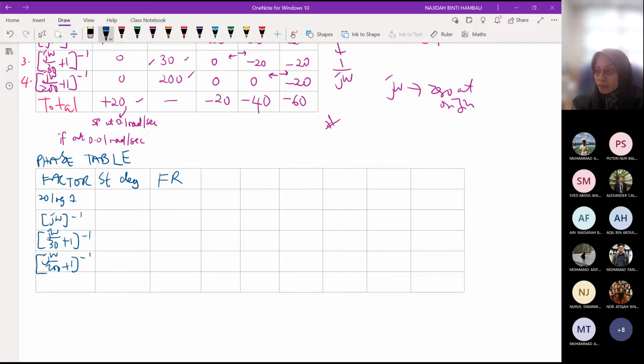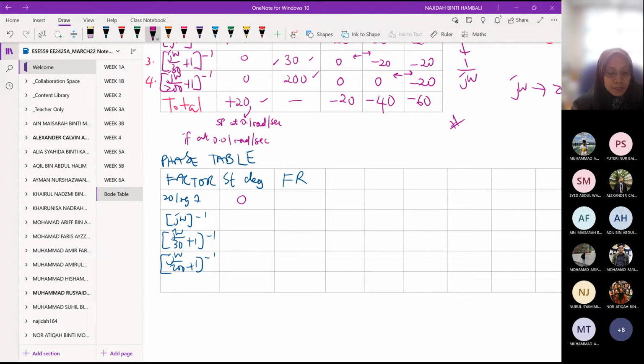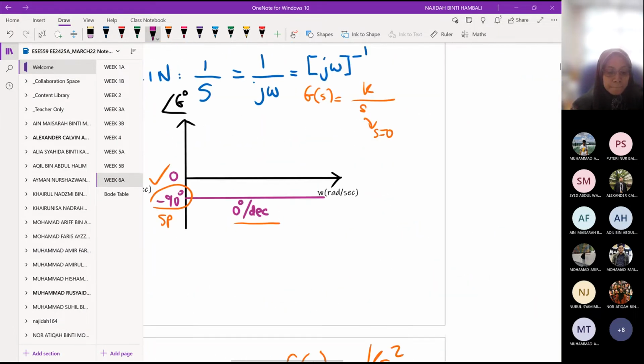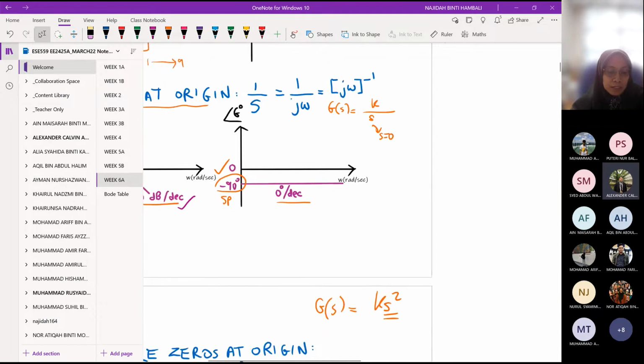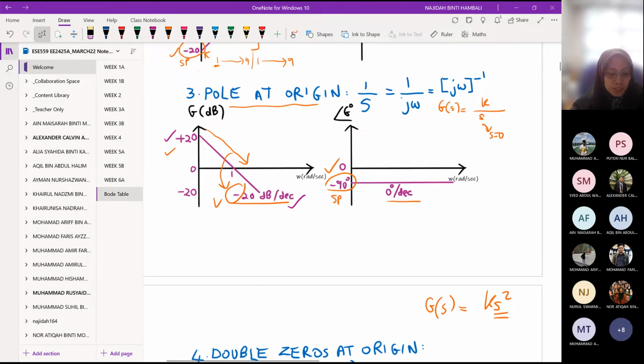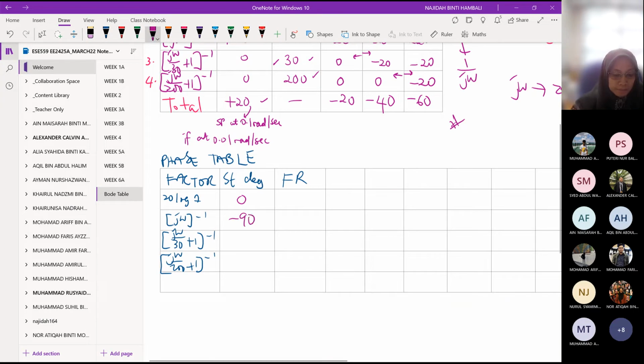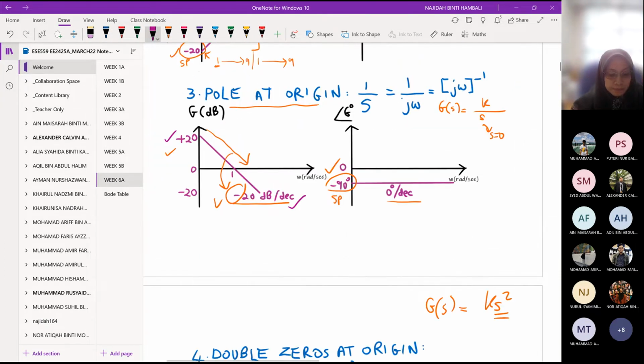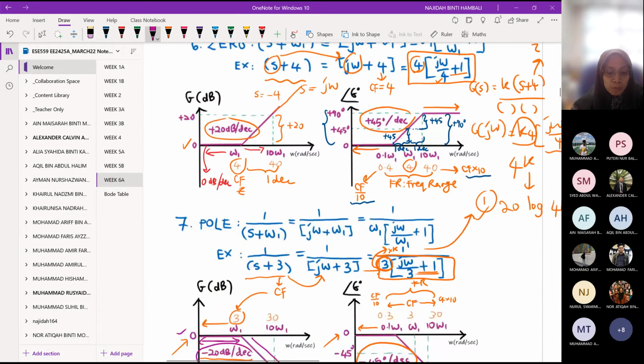Okay, the next one. Okay, let's determine our starting for phase plot first. Okay, so for constant, theory number one, starting point for phase is 0. Starting point for phase is 0. Next, pole at origin. Berapa starting point untuk pole at origin? This is pole at origin. Negative 90. So, masukkan dalam tu. Negative 90. Next, theory number 7. What is the starting point for phase?